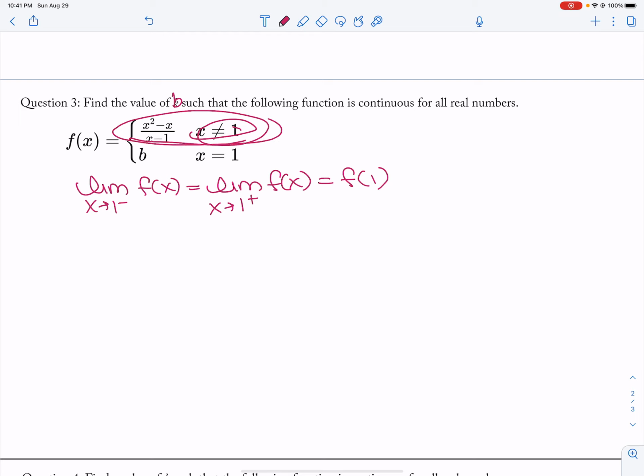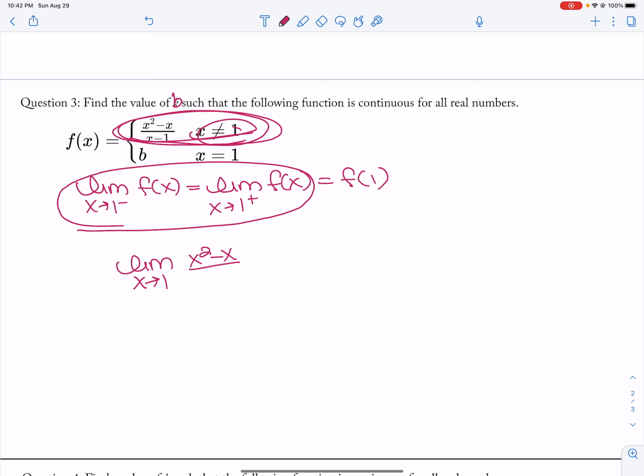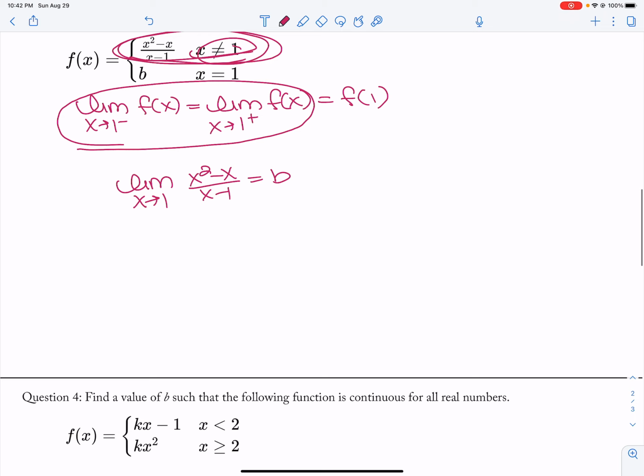Okay, well, this top equation here deals with this entire left-hand side. So that means that the limit as x approaches 1 in general of (x squared minus x) over (x minus 1) is what I'm trying to say is equal to f of 1, which in this case is b. So I'm trying to figure out what the value of b is.